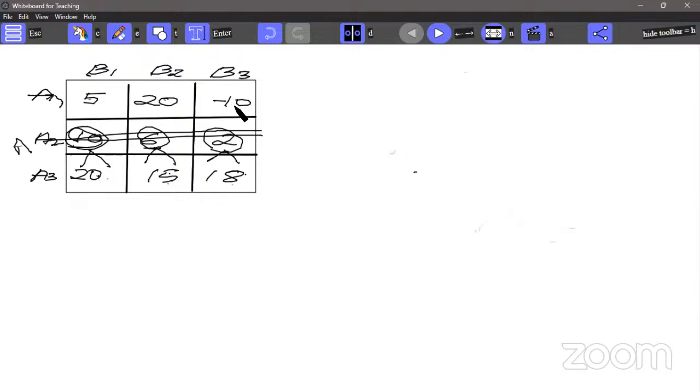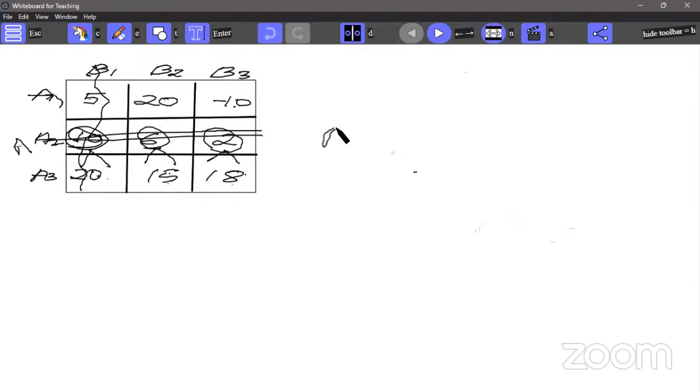See, B3's minus 10 is lesser than 5, isn't it? And 18 is lesser than 20? Yes. And these are losses, so lesser losses are always better. Which losses are better, B3's minus 10 and 18, or B1's 5 and 20? B3 is better. So B1 is a weaker strategy, isn't it? Remove B1. B1 is a weaker strategy because it is giving you more losses. Is that clear?